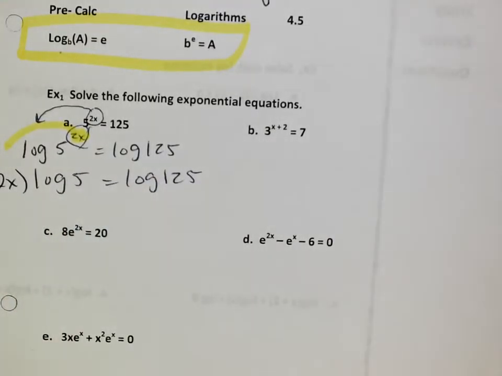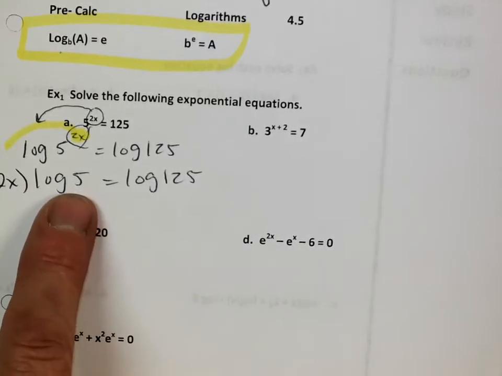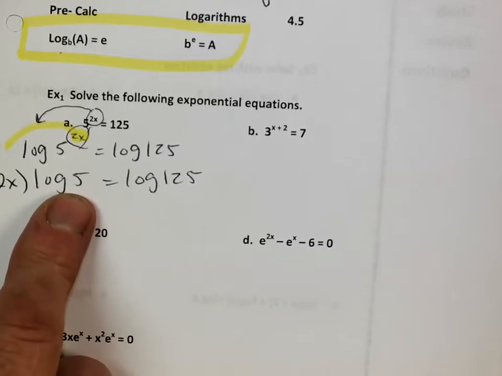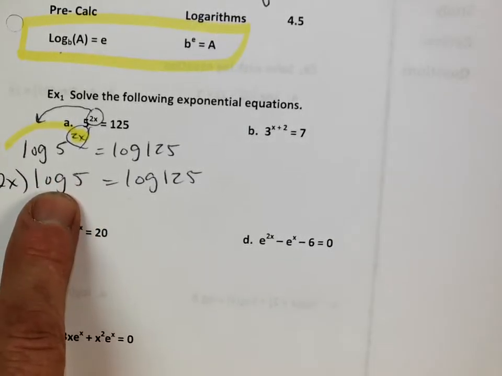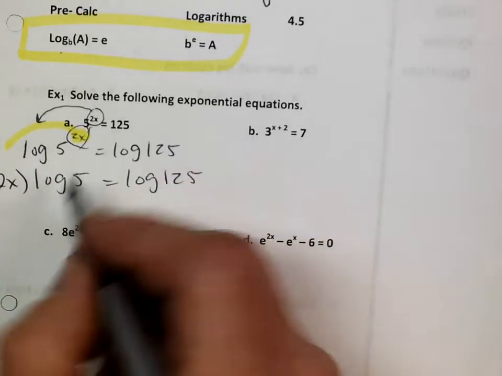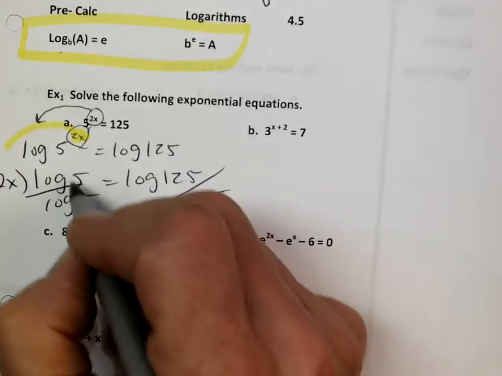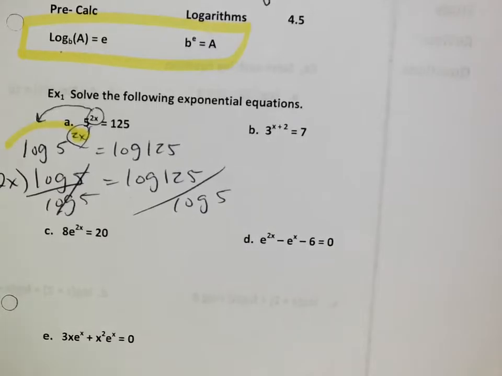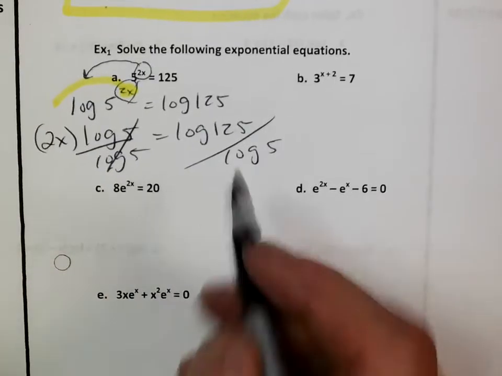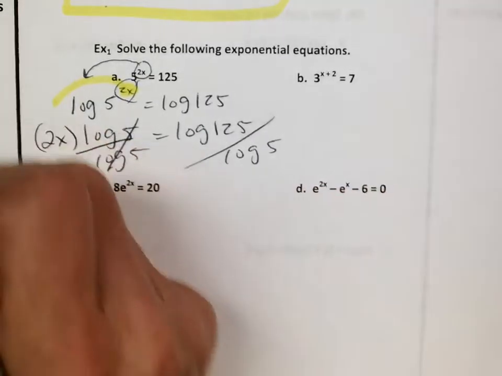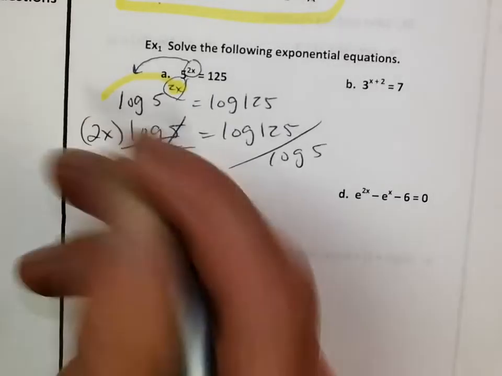Now, log of 5 is just a number in your calculator. It is just a number. So if you have 2x times that, we're going to undo it by dividing by the log of 5. Okay, so we'll divide by the log of 5, divide by the log of 5, and this cancels. Now, I'm going to need my calculator, okay? So I'll have 2x, I'm running out of room, so I'll slide it over here. I'll have 2x equals, so I'll use my calculator.